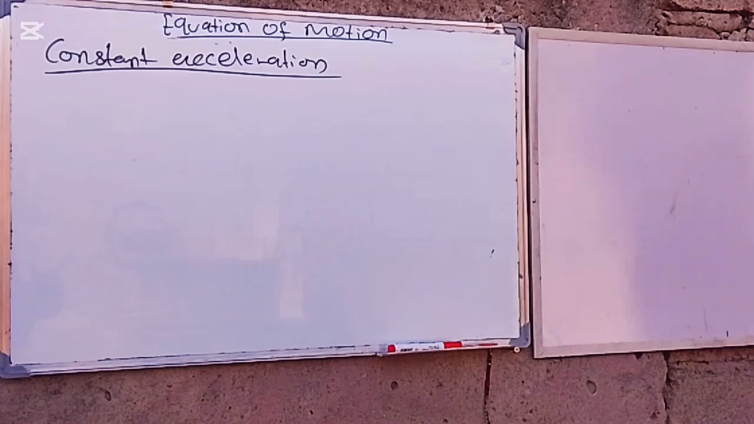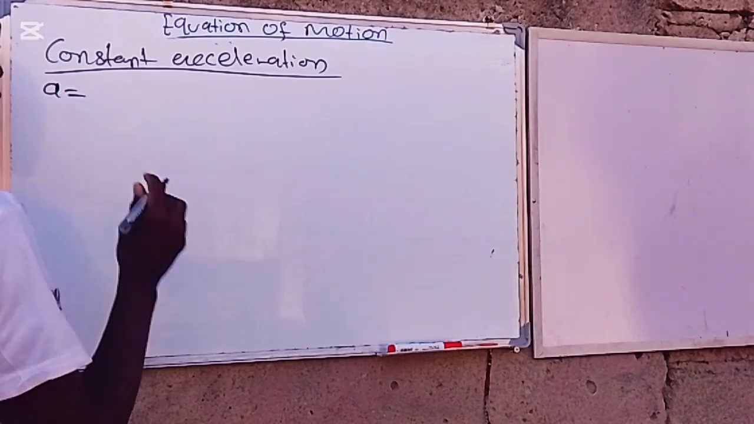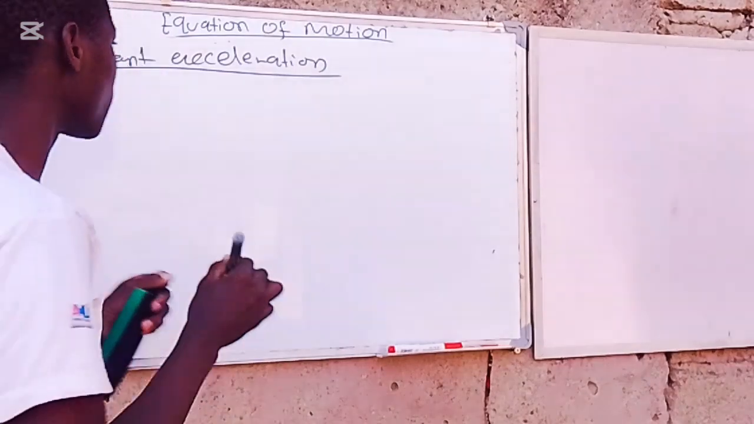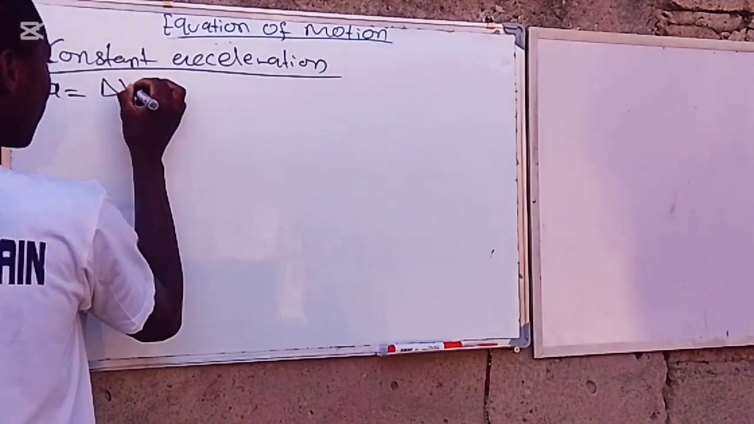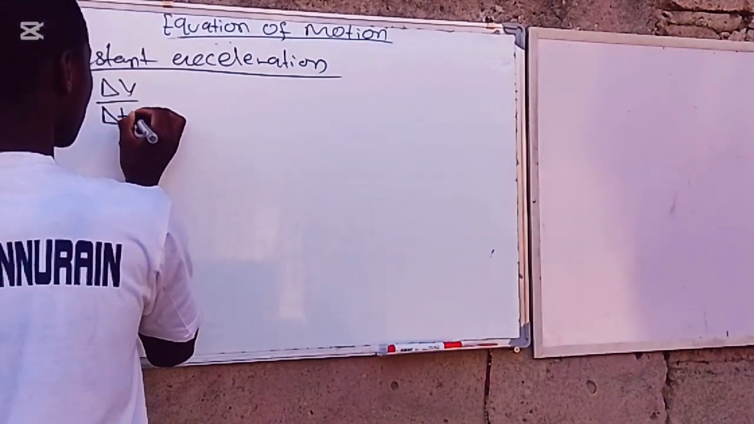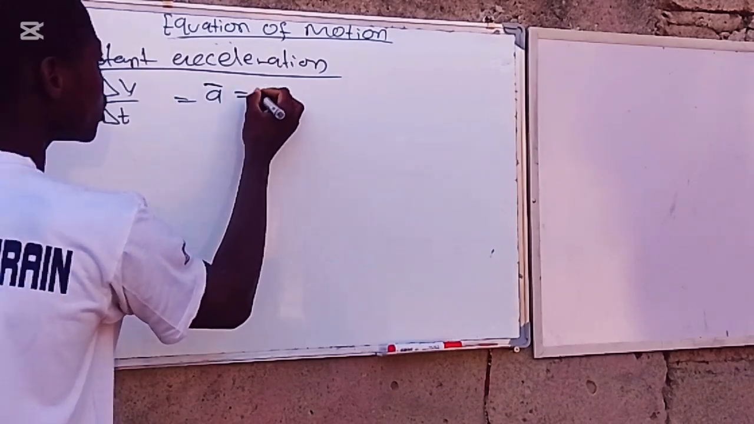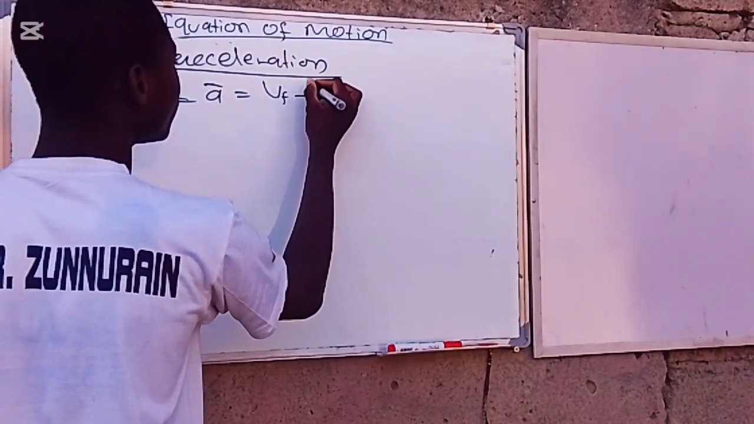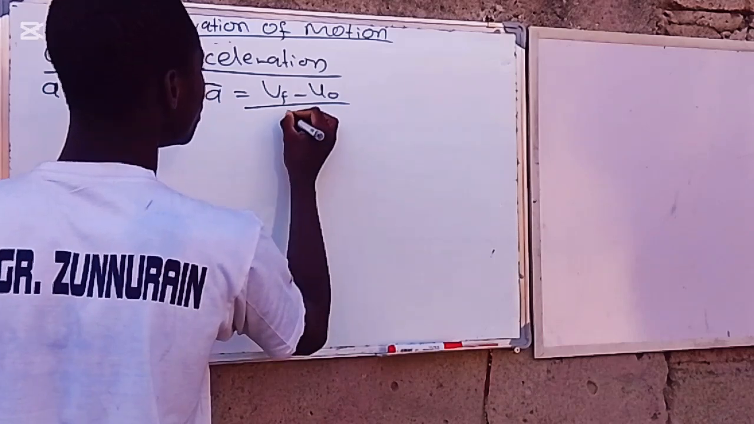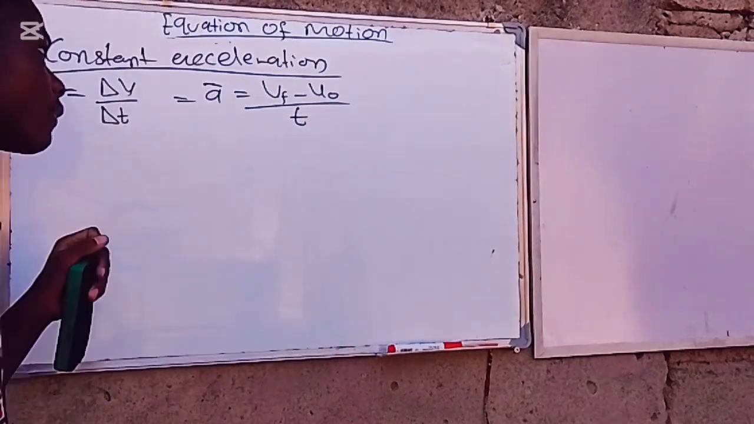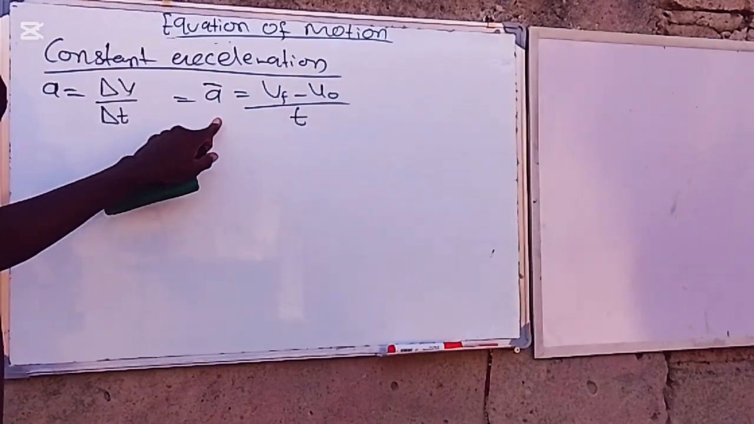So in constant acceleration, what is acceleration? Acceleration is the change in velocity over time. Change in velocity over change in time. And therefore the average acceleration is the same thing as the v final minus v initial divided by the value of t. So this is the average acceleration.